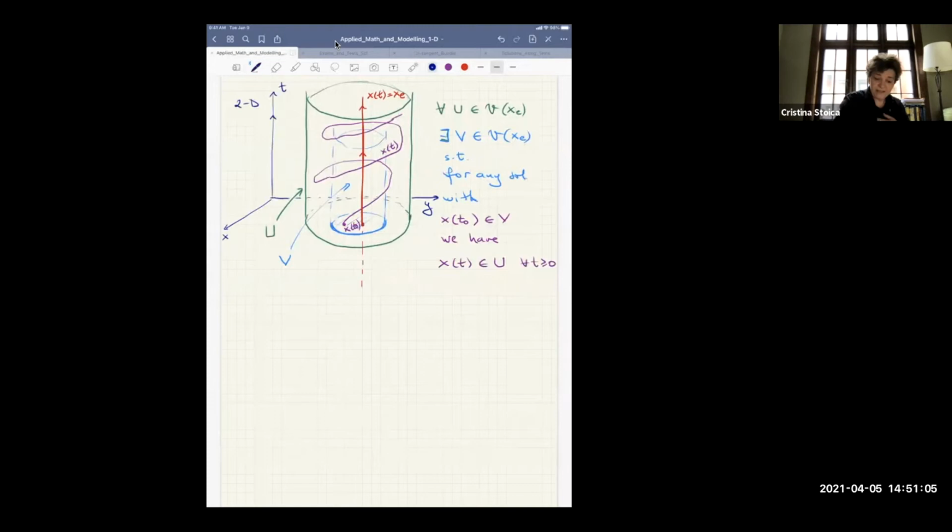I think it's clear what stability means, at least in picture. We can write it in epsilon and delta, but I stay away from that. If you understand the picture, it's fine with me.